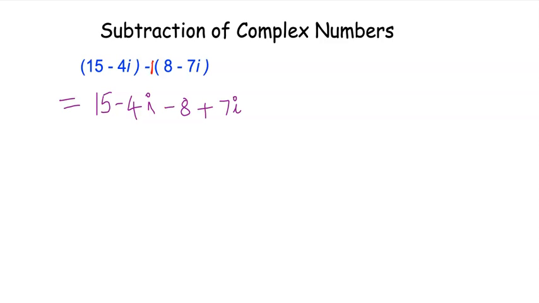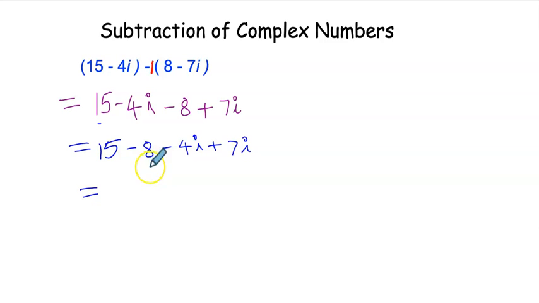And in my next step, I'll write the real numbers together, the real part, and the imaginary numbers together. That is, we are combining the real part with the real and imaginary with imaginary. So I'm getting 15 minus 8. These two are the real parts. And the i here, that is the imaginary part: minus 4i plus 7i. So we'll just combine those.